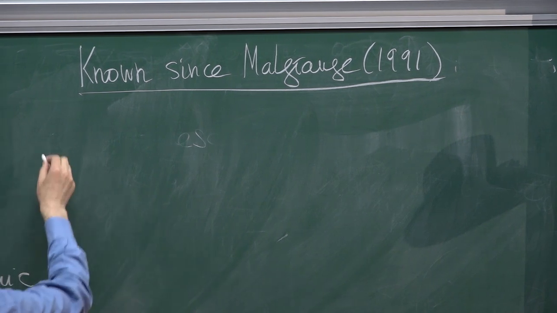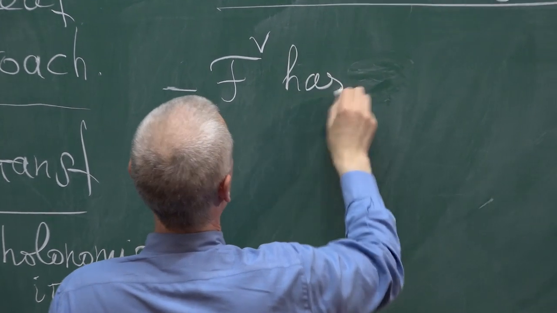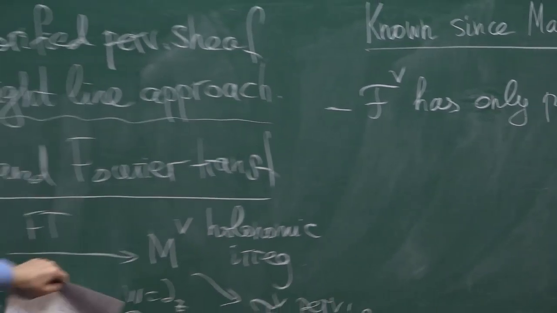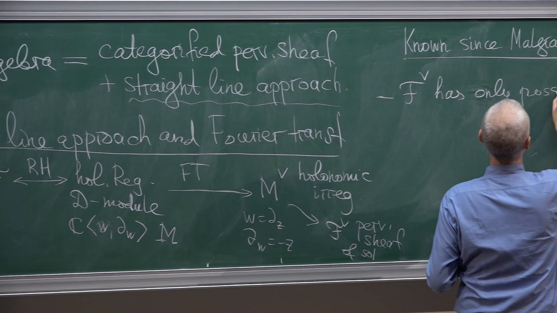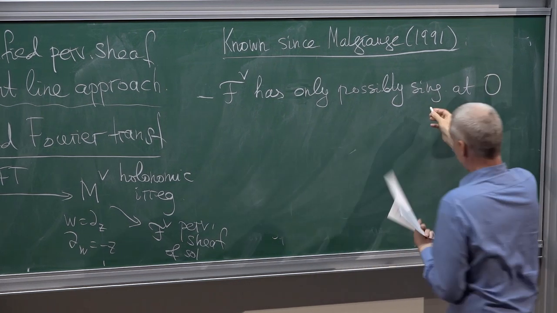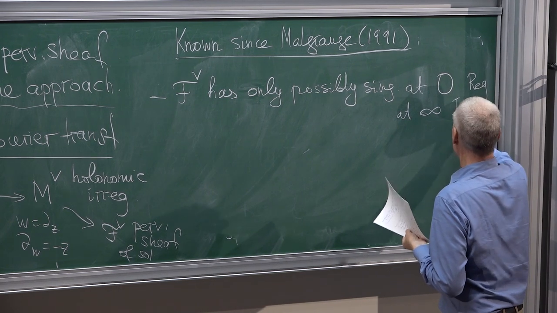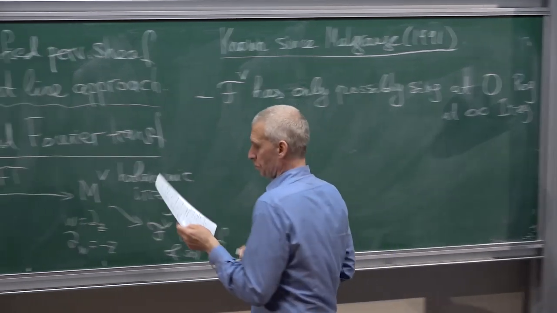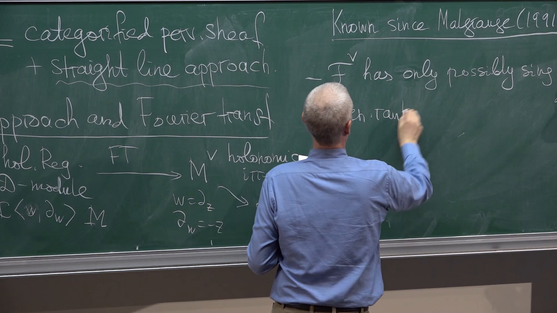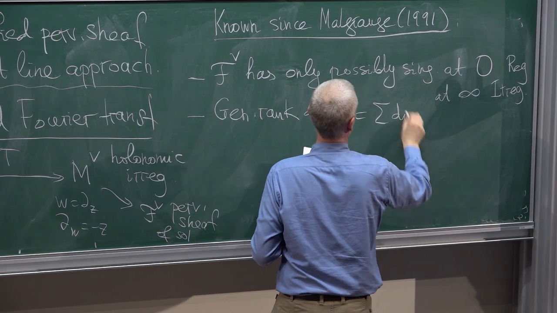I said briefly. So now, first of all, if we consider just this thing, the original module may have many singularities, but the Fourier transformed module may have only possible singularity at zero, and of course at infinity. So here it would be regular, here it would be irregular. The second is the generic rank of F check equals the sum of the dimensions of the phi I.